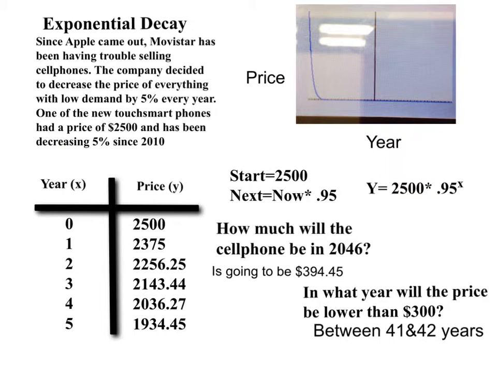How much will the cell phone be in 2046? It's going to be $394.45. We plugged in 36 years, because it was since 2010, into our explicit equation and got the answer. In what year will the price be lower than 300? Between 41 and 42 years. We looked for the numbers in our graph to figure this out.